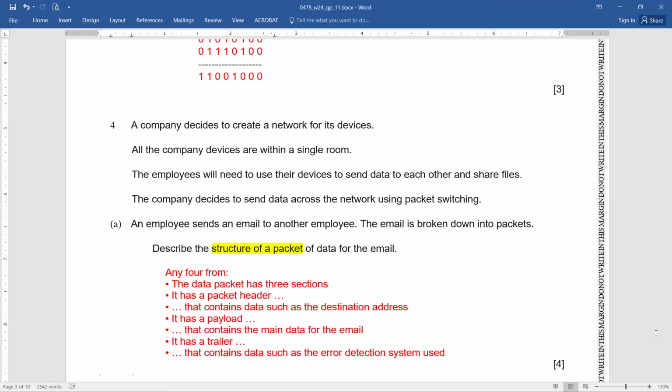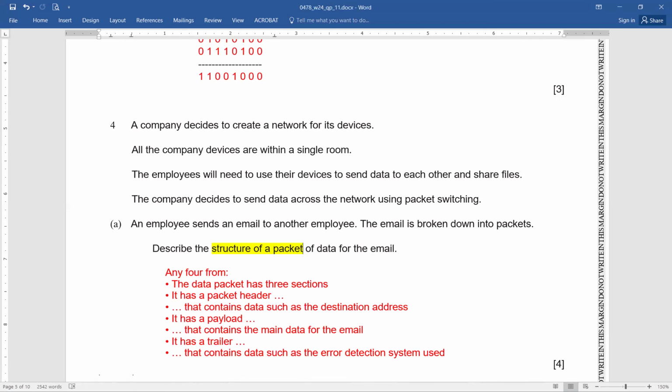So what is present in the packet header? Like destination address is one. A student can write about the source address, and besides this, it can contain the packet number also. So a student can write any of the answers regarding the packet header components. Payload is the actual data. The main data that is present in your packet is held in payload. And trailer contains data like error detection techniques such as CRC. So these are the components of your data packet.